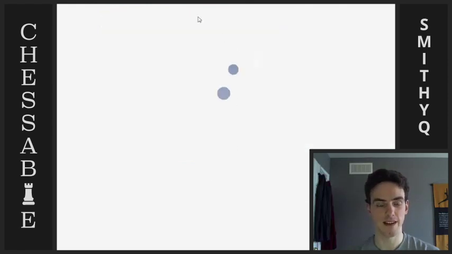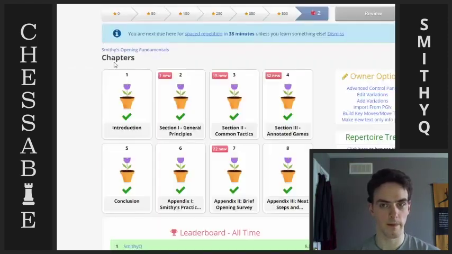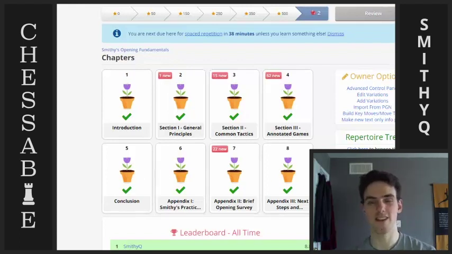So that there is the course. The general principles, the common tactics, and the annotated games. We're going to train you to see mistakes and take advantage. There's also some bonus appendices there, which you can take a look at on the inside, but they're not so important for our purposes right now.